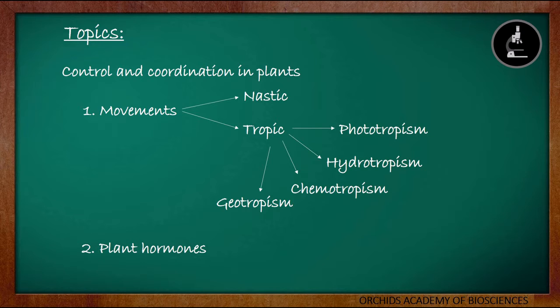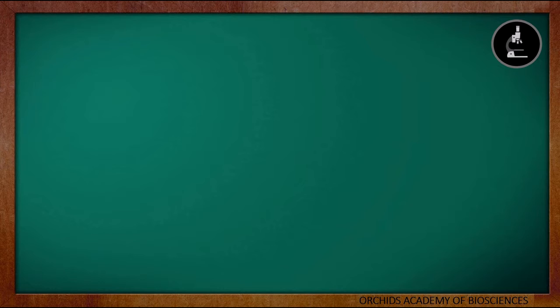Then, at the end, we will look into the plant hormones, which are also called phytohormones, in which we will discuss the hormones which inhibit the growth of the plant as well as the hormones which promote the growth of the plant. So let's start with control and coordination in plants.